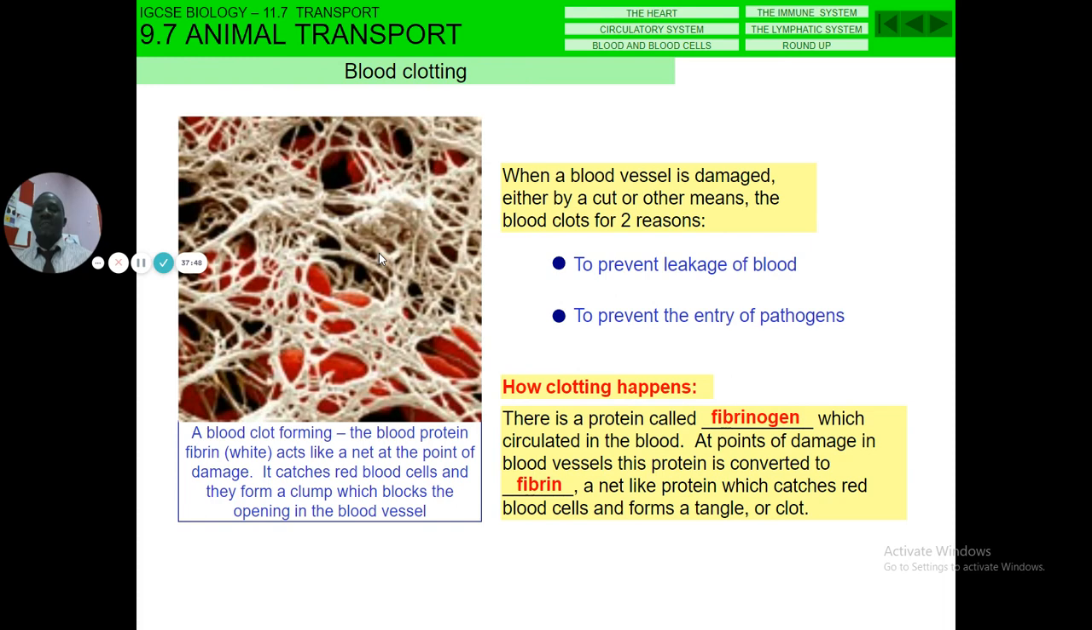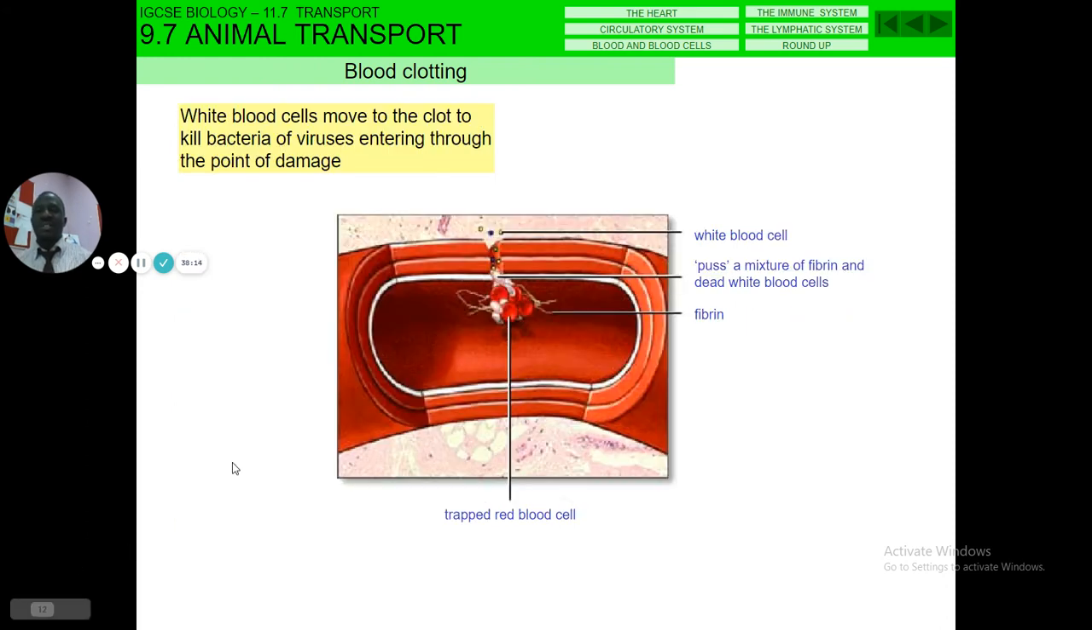In blood clot forming, the blood protein fibrin, which is white, acts like a net at the point of damage. It catches red blood cells and they form a clump which blocks the opening into the blood vessel, and that prevents the entry of pathogens and prevents the leakage or loss of blood. So if we ask you to answer that in multiple choice questions, that will be the answer.